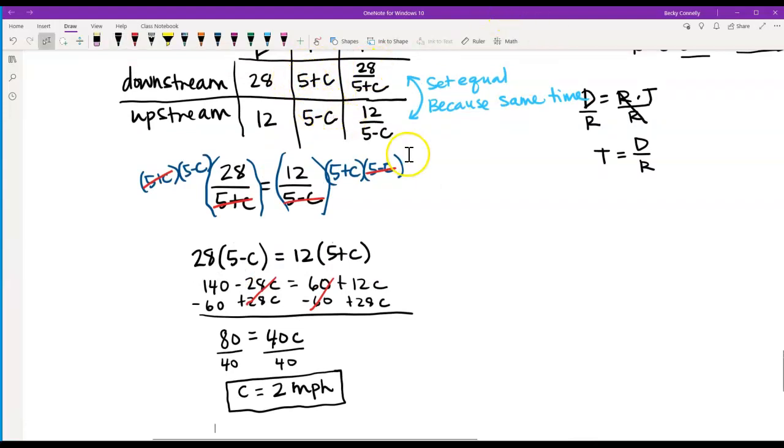Our boat speed was 5, so our current speed needs to be less than that. Otherwise, if we were going upstream, we'd never be able to get upstream. We wouldn't be able to move if our current was more than our boat speed. So that makes sense. Also, if you come up with negative answers, you should take a look and see maybe you mixed up where your signs needed to go, remembering which one needs to be the plus C and which one needs to be the minus C. Okay.